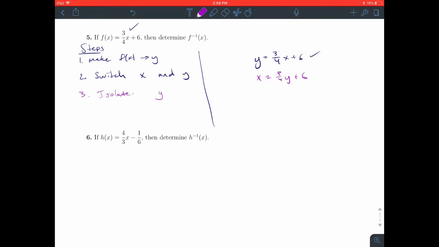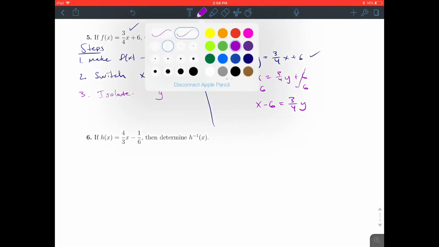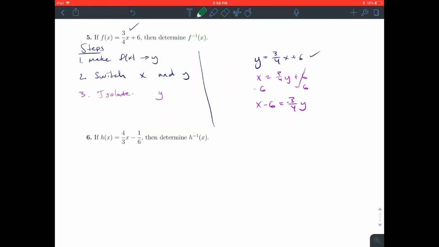Oops, isolate y. So solving for y, we subtract 6 on both sides. That gives us x minus 6 equals 3 over 4y. We multiply by 4 to cancel this division by 4 on both sides. That gives us 4x minus 24 equals 3y. And the last step to solve for y is to divide by 3 on both sides. That gives us 4 divided by 3x minus 8 equals y, or y equals 4 over 3x minus 8.